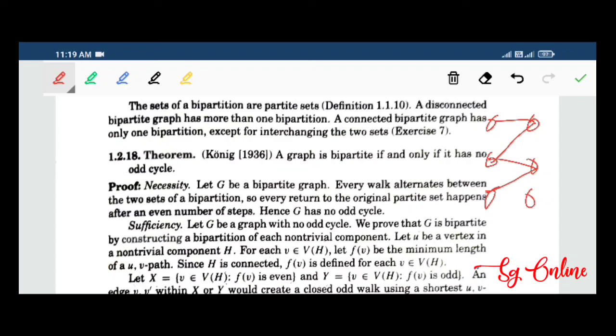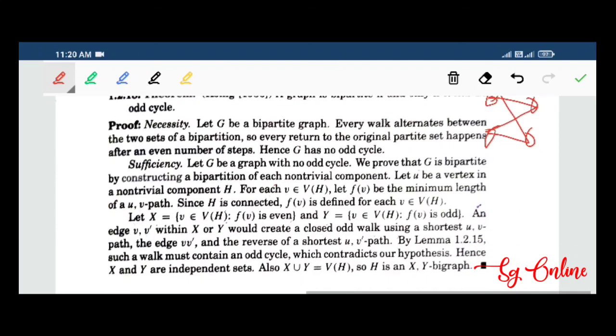Since we are interested in a cycle, this cycle is formed where you have started, and at the very vertex you started you make an end. So you are returning to the same partite set, and it always involves an even number of edges. So no odd cycle can be formed here, only even cycles. So it is clear that G has no odd cycle. So this is the necessary part.